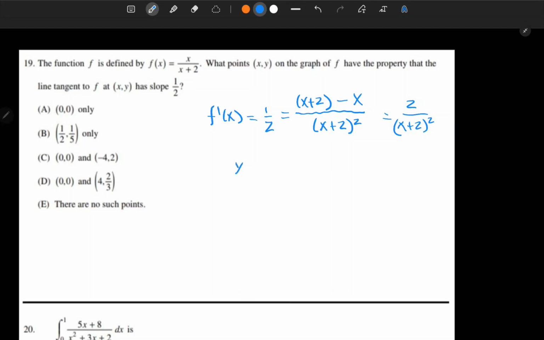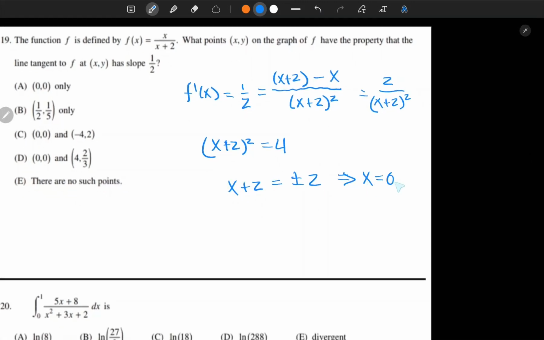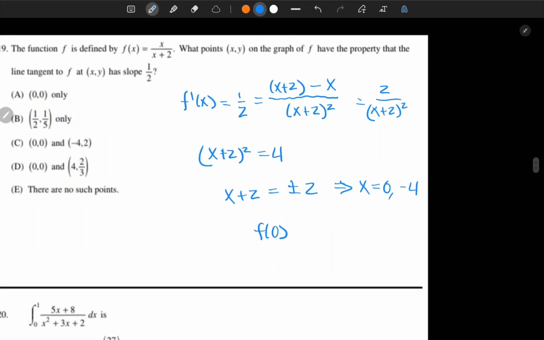Then, manipulating this equation, we get that x plus 2 squared is equal to 4, which implies that x plus 2 is equal to, taking the square root, plus or minus 2. The plus or minus is important here, because when you take the square root, you get two solutions. So this is solved by x is equal to 0 and x is equal to negative 4. So, f of 0, plugging in, we get that f of 0 is 0 over 0 plus 2, or 0 over 2, which is 0. Then, f of negative 4, plugging in, we get negative 4 over negative 4 plus 2, which is equal to negative 4 over negative 2, which is equal to 2.